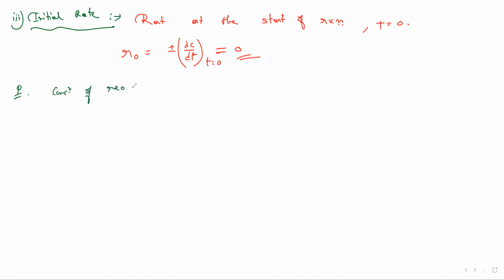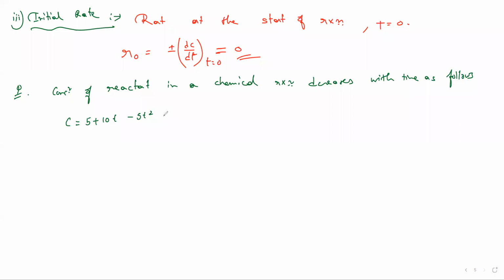The concentration of reactant in a chemical reaction decreases with time as follows: C equals 5 plus 10t. Calculate the initial rate and the rate at 2 seconds. This is the first question.